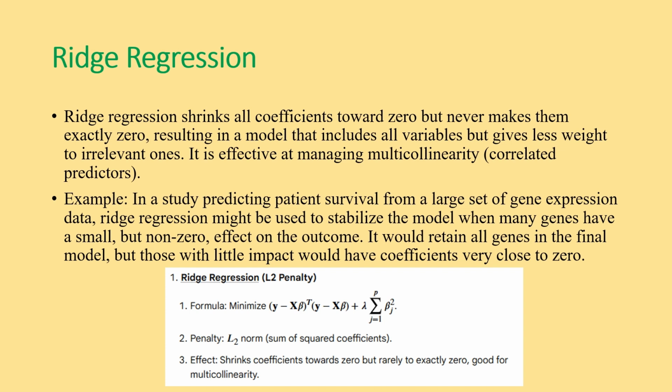Ridge regression shrinks all coefficients towards zero but never makes them exactly zero, resulting in a model that includes all variables but gives less weight to irrelevant ones. It is effective at managing multicollinearity.